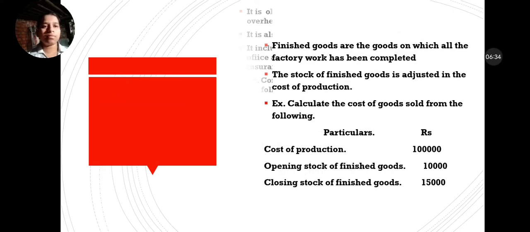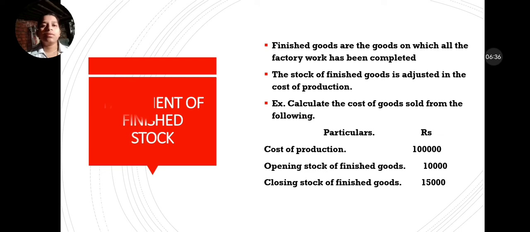Then next is treatment of finished stock. Finished stocks are the goods on which all factory work has been completed. The stock of finished goods is adjusted in cost of production. Calculate cost of goods sold from the following. This is the example: cost of production, opening stock of finished goods and closing stock of finished goods. From these particulars, we get cost of goods sold.